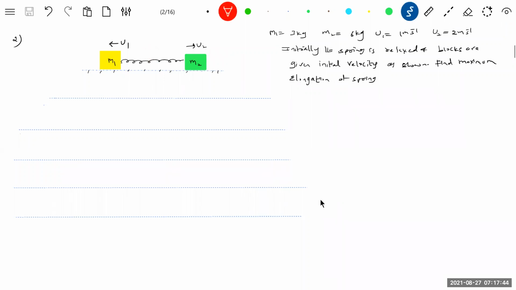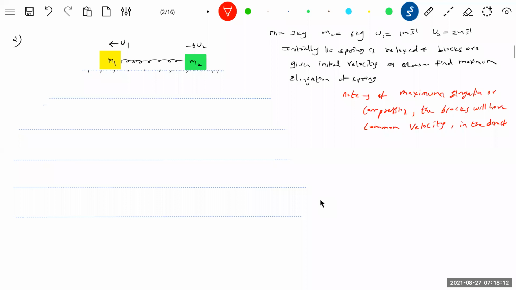So what is the very important thing? Note, at maximum elongation or compression, the blocks will have common velocity in the direction of initial momentum of the system.